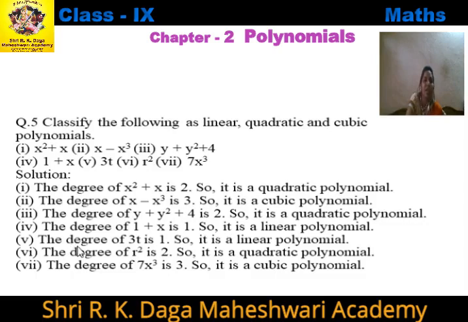polynomial. In the fifth, the degree of 3t is 1, t to the power 1, hence it is also a linear polynomial. In the sixth question, the degree of r square, the highest power of r is 2, hence it is a quadratic polynomial. In the seventh question, the degree of 7x cube is 3, hence it is a cubic polynomial.